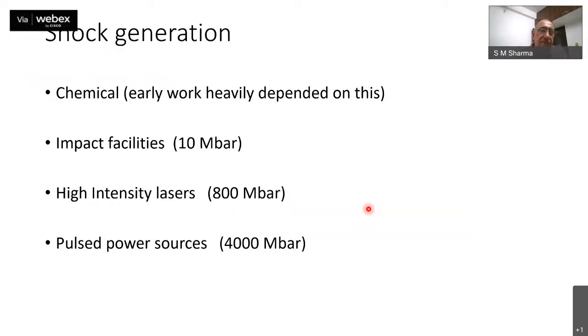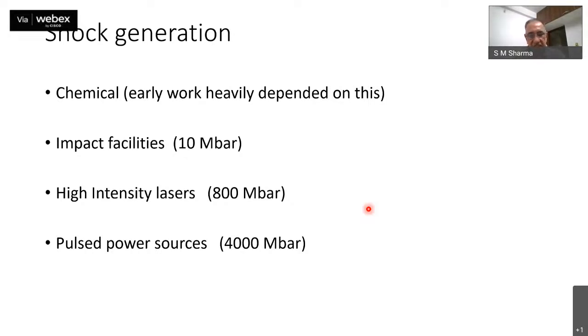Shock generation can be done in a variety of ways. Chemical is detonation, as we'll say, using explosives. Most of the early work heavily depended on this. Explosives were used in very careful geometries to generate shock waves. Then several impact facilities were generated, which could subject the materials to as high a pressure as 10 megabar.